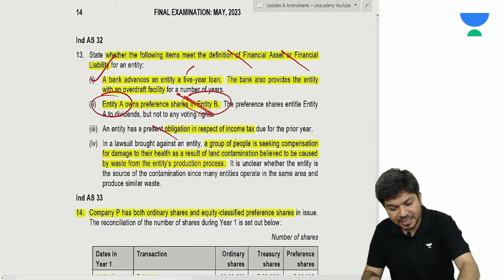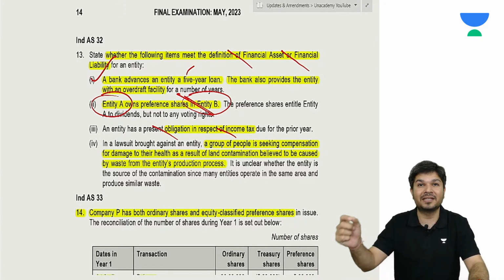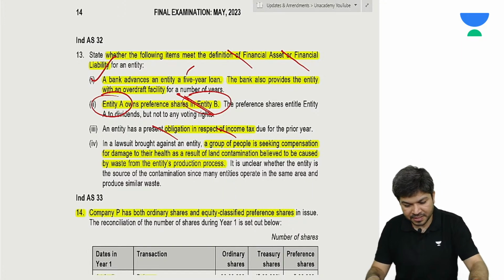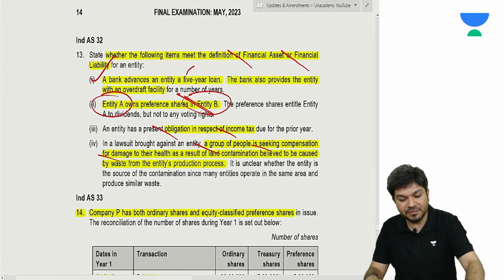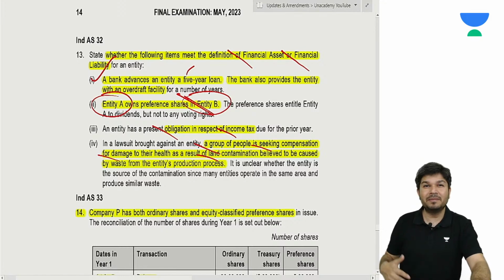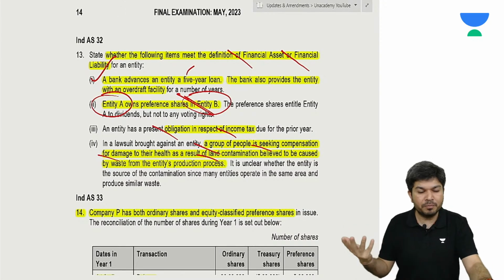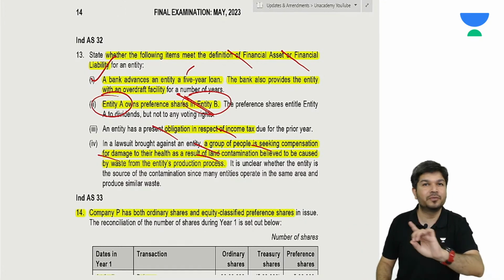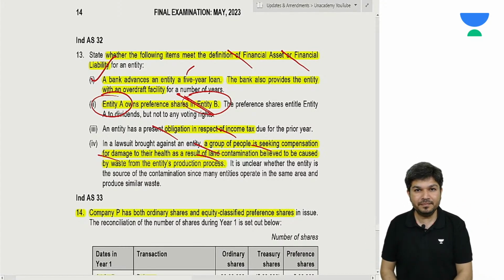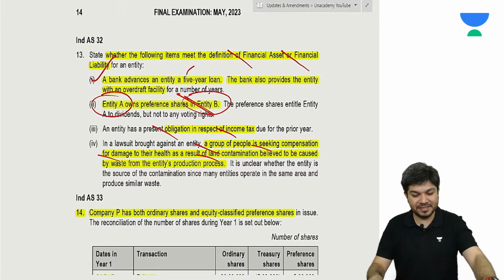Okay, now you have an obligation for some income tax. Income tax is not arising out of contract. It's a statutory obligation. It is not a financial liability. Group of people are seeking compensation for damage as a result of land contamination done by you. So your company might have done some land contamination. People have filed a case against you, and now you may be required to pay damages. Is it a financial liability? No. I don't have a contract with the group of people. I may do a provision as per Ind AS 37, but it's not a financial liability. Did you understand question 13?